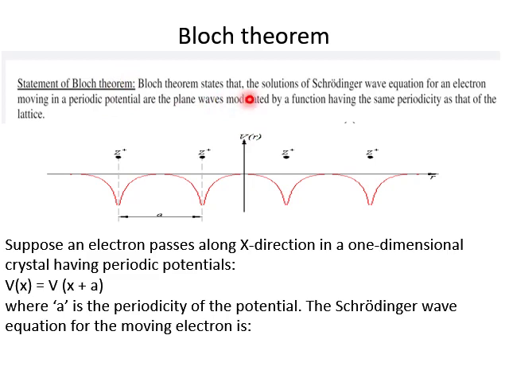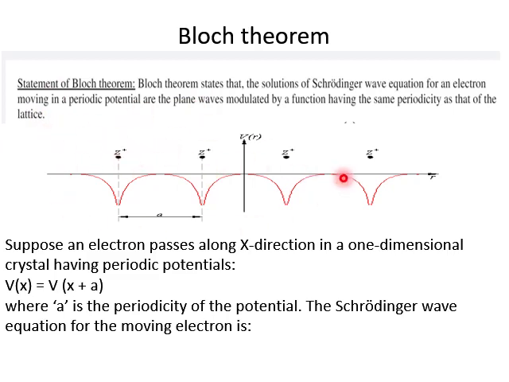Bloch theorem states that the solutions of the Schrodinger wave equation for an electron moving in a periodic potential are plane waves modulated by a function having the same periodicity as that of the lattice. And a lattice is nothing but an array of atoms, or an arrangement of atoms in a sequence inside the solid.